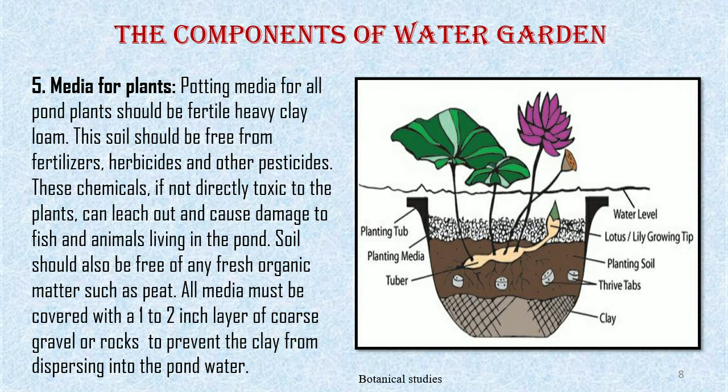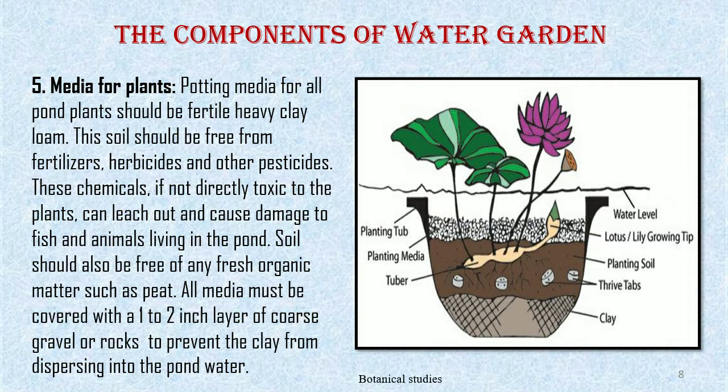Fifth, media for plants. Potting media for all pond plants should be fertile heavy clay loam. This soil should be free from fertilizers, herbicides and other pesticides. These chemicals, if not directly toxic to the plants, can leach out and cause damage to fish and animals living in the pond. Soil should also be free of any fresh organic matter such as peat.